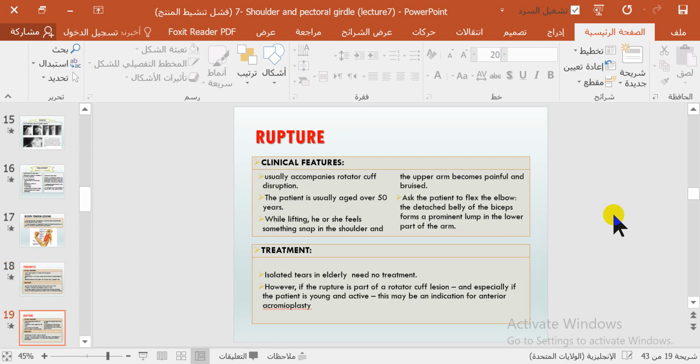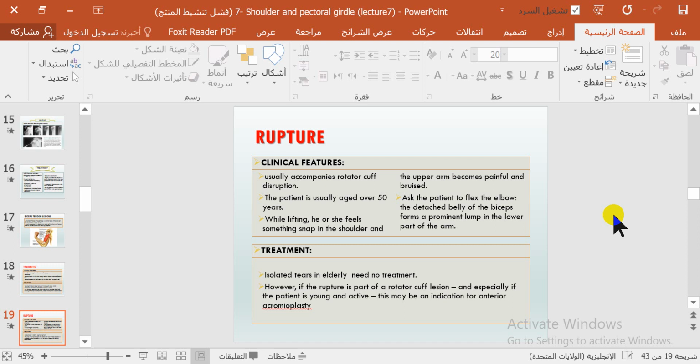If we have a rupture, clinical features usually accompany rotator cuff disruption, and the patient is usually aged over 50 years old. While lifting, he or she feels something snap in the shoulder, and the upper arm becomes painful and bruised. Ask the patient to flex the elbow, and the belly of the biceps forms a prominent lump in the lower part of the arm, the Popeye muscle.